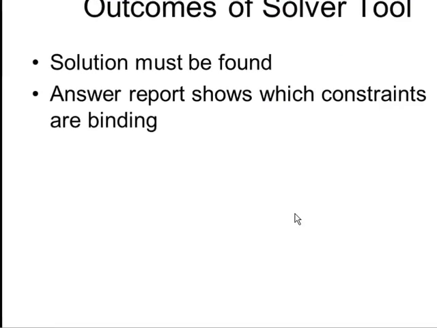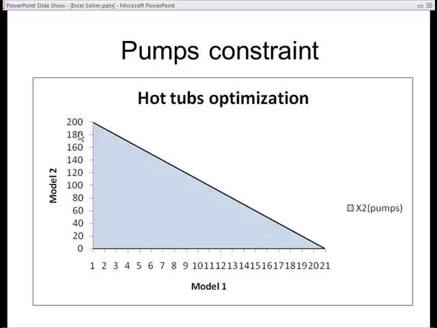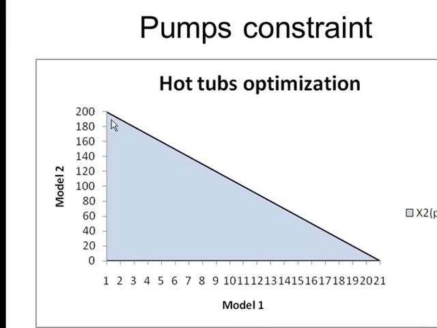Alright, so the rest of the presentation goes over how it's done. Since the problem here was allocating resources between two different options, two different variables, these two variables can be represented on a two-dimensional graph like this. If you have 200 pumps and you want to distribute between model 1 and model 2, you could do 200 for model 2 and 0 for model 1, or 200 for model 1 and 0 for model 2, or any number in between.